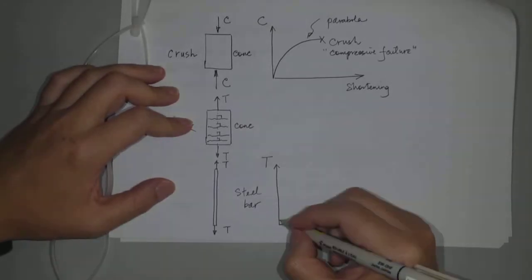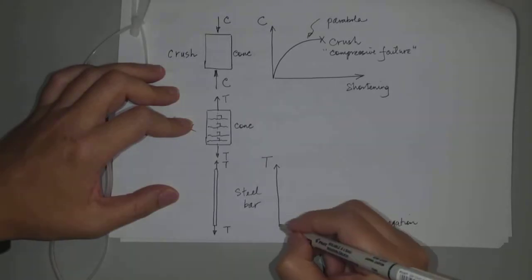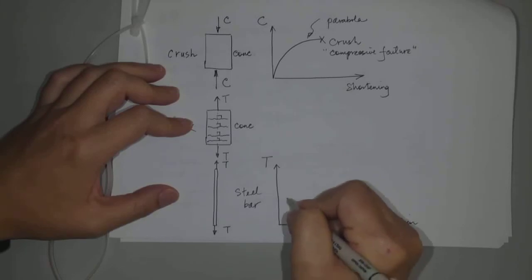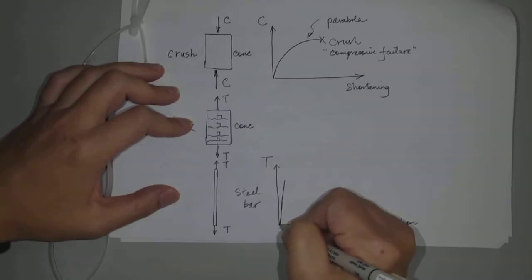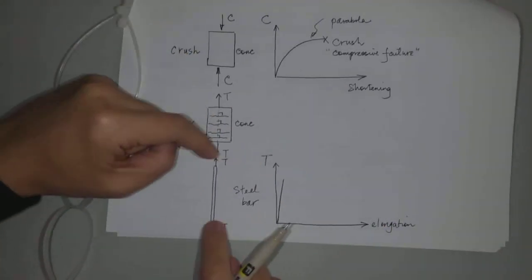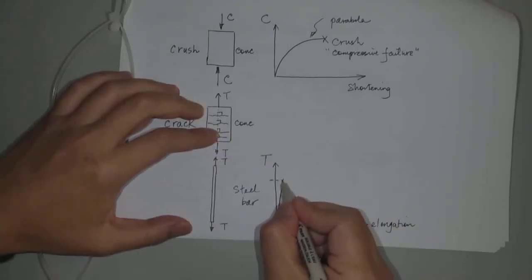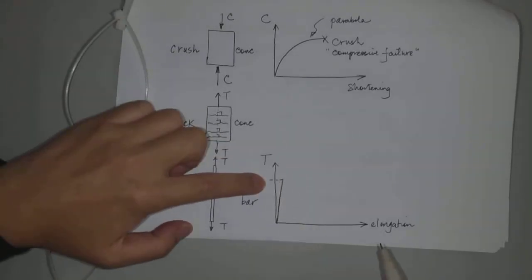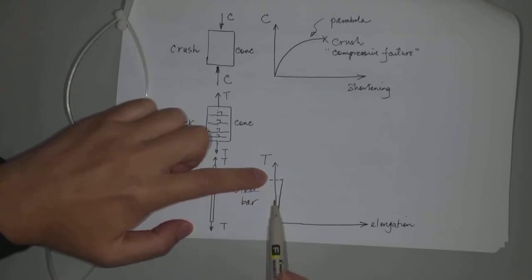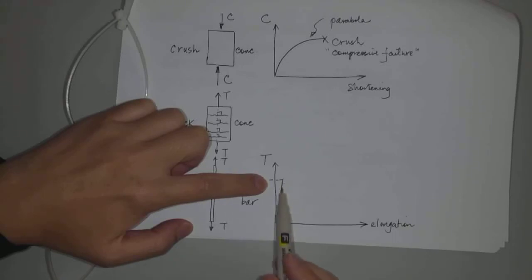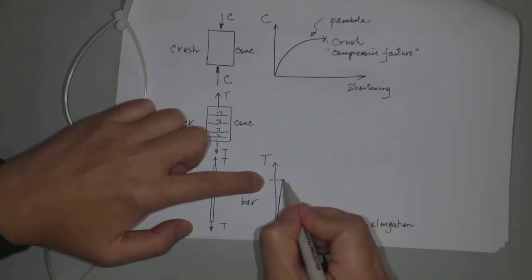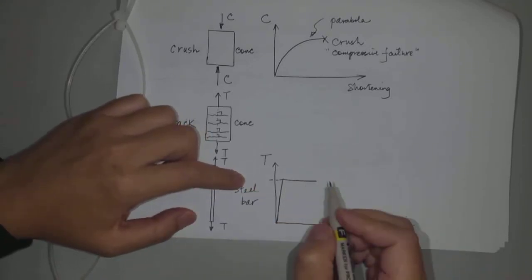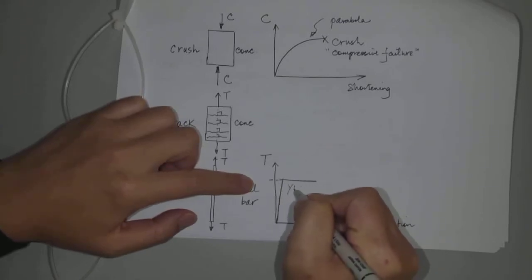So what happened in the experiment, initially it would be a very steep straight line, right? So it's sort of like this. A very steep straight line, until T reaches a certain value. Of course, you can see that when you keep applying T, the thing gets longer. But when T reaches a certain value, this line suddenly changes from a steep line to a horizontal line. Like that. So this part is called yielding.